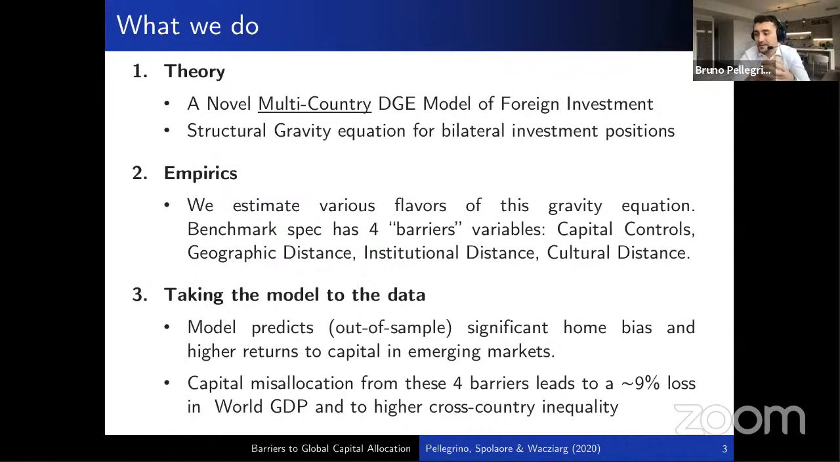We find that our model predicts out of sample a significant home bias. So that's a realistic feature of the model. And it also produces higher returns to capital in emerging markets. So that's another realistic feature. Finally, we use our model to do some counterfactuals. And so we ask, if we were to remove these barriers, how much would we gain in terms of world GDP? We find that the capital misallocation induced by these 4 barriers leads to a cumulative loss of about 9% in world GDP. And even more importantly, we find that this capital misallocation has a very important implication in terms of cross-country inequality.